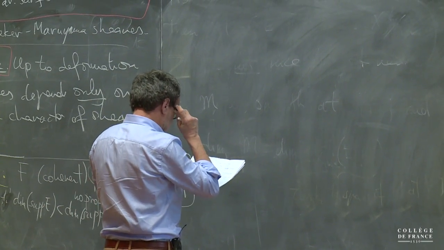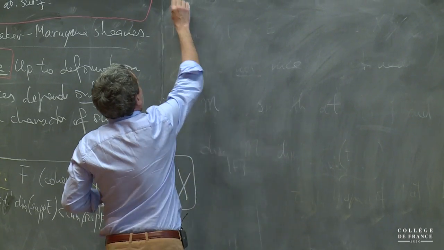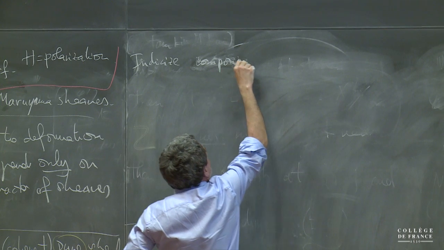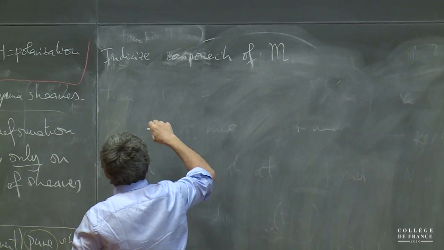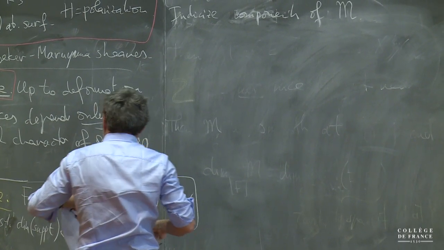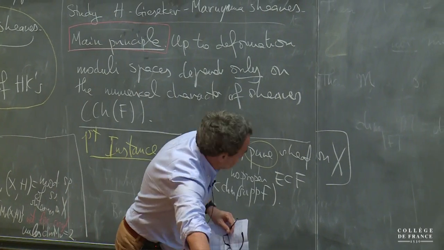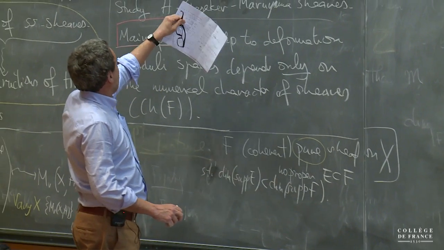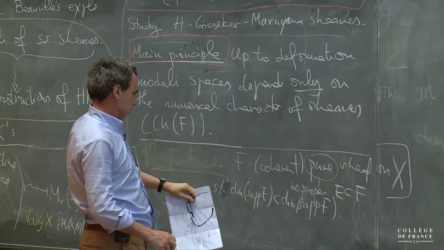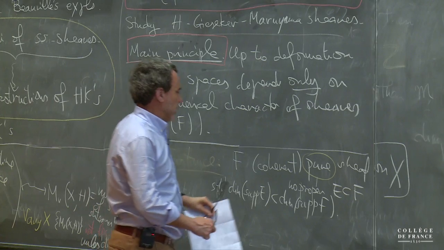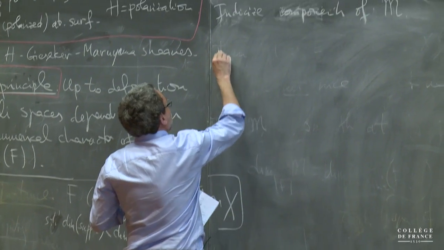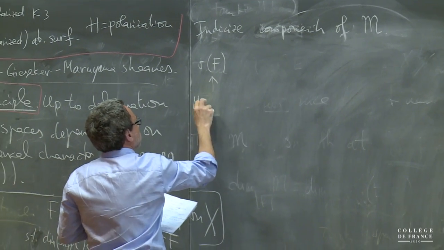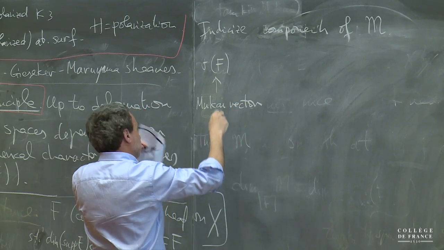Okay? So it's convenient to index the components of this huge M. Now, X is a symplectic surface, and we have a coherent sheaf F on X, not necessarily stable. We view this as the Mukai vector of F.